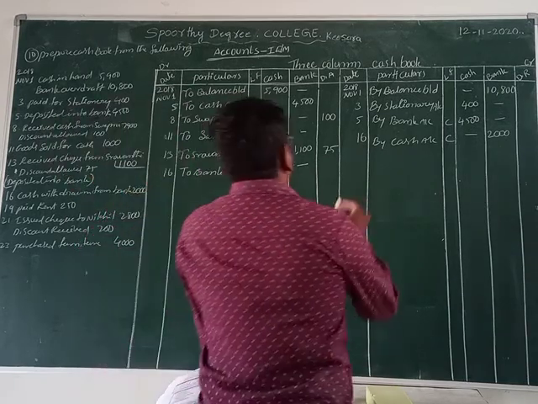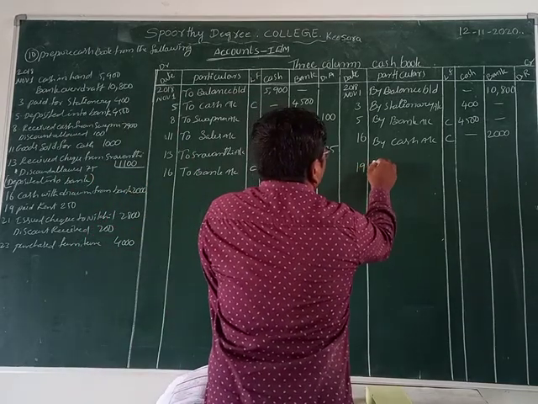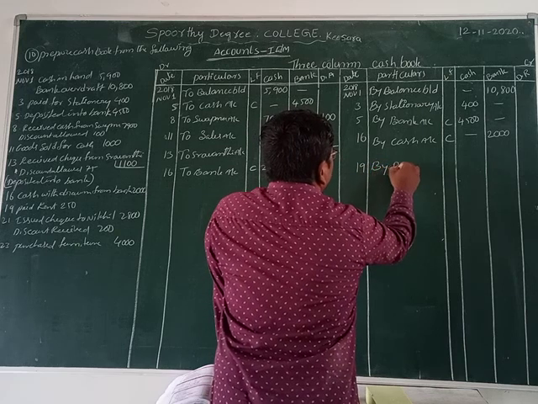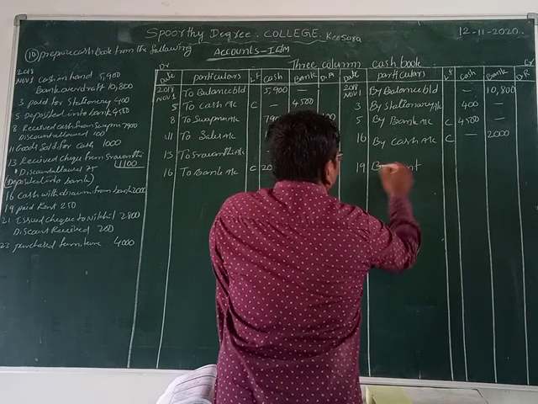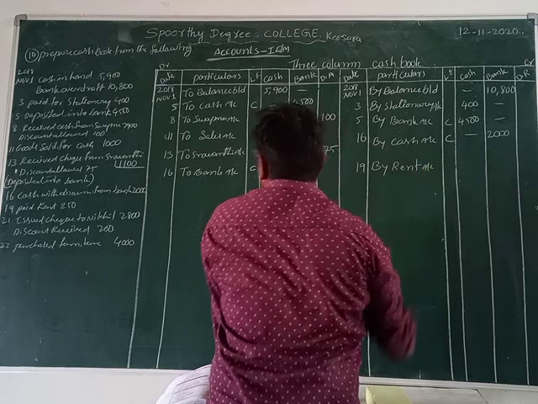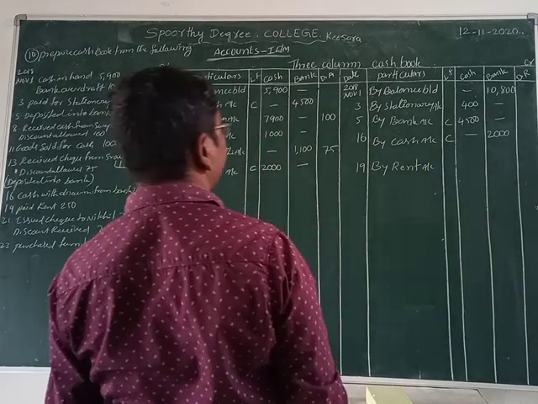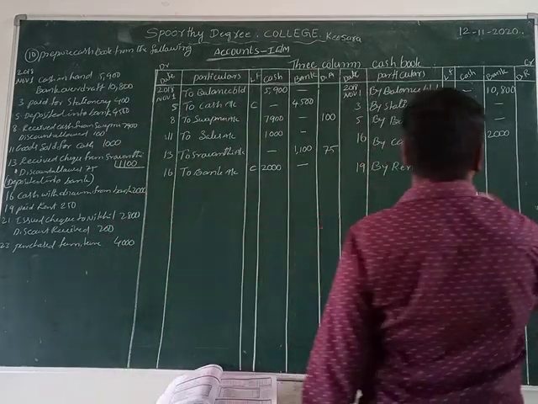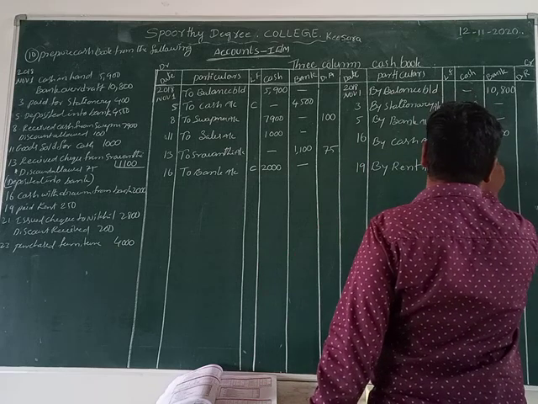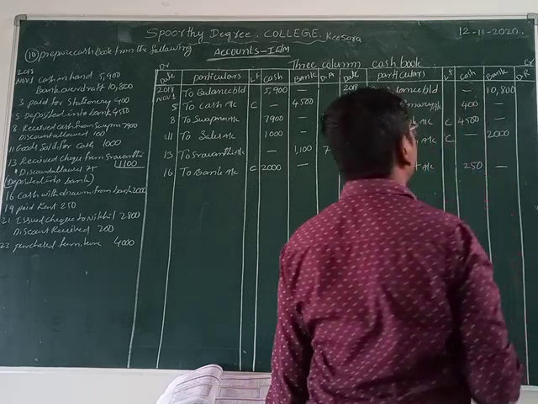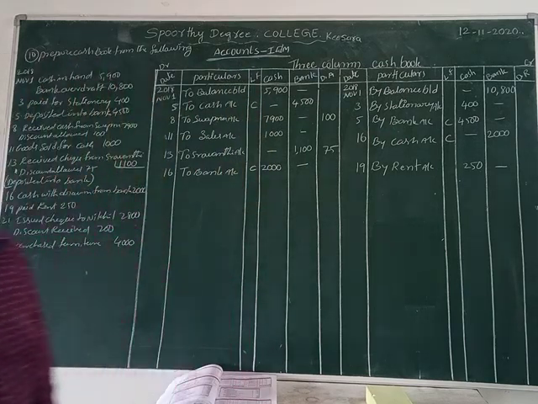What is the amount? On the 19th date, we record that by rent account, isn't it? Rent account. So the amount is 250. We take it into the cash column. Why? Because we paid a cash amount. That's why we take the cash column, students.